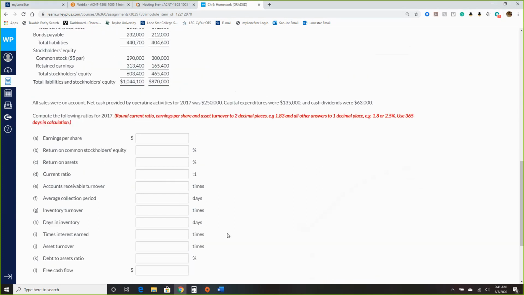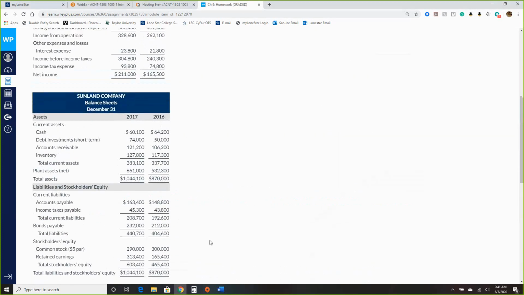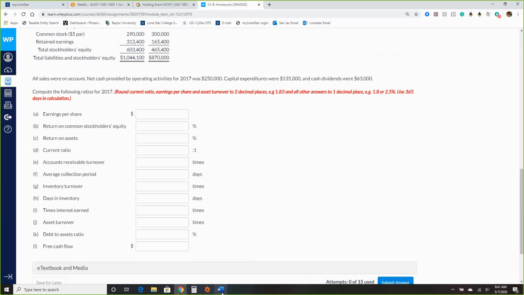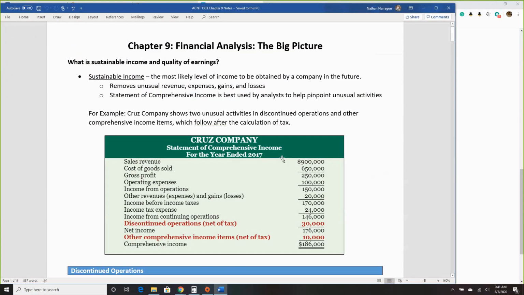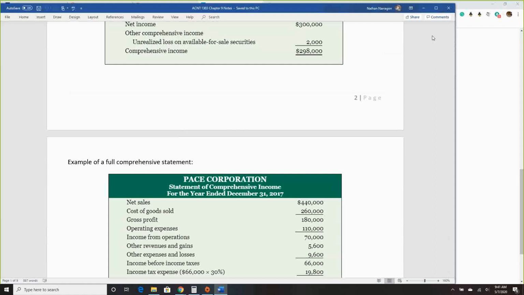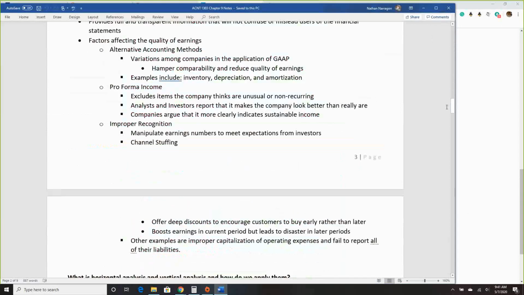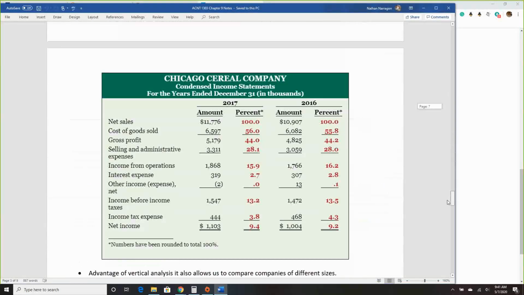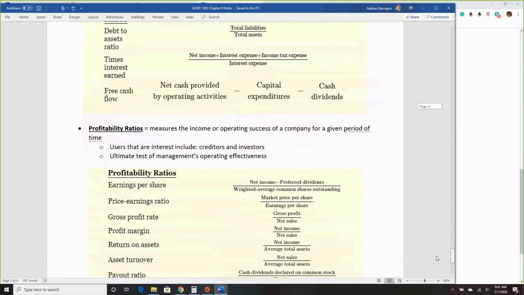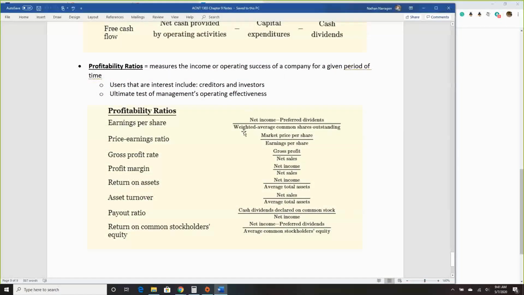Quite a bit. Alright. So, let's go ahead and pop up our notes. It's Chapter 9, and the first one that we're dealing with is earnings per share. There it is. So we know it's net income minus preferred dividends. You know that they have a misspell right there. And weighted average of common shares outstanding.